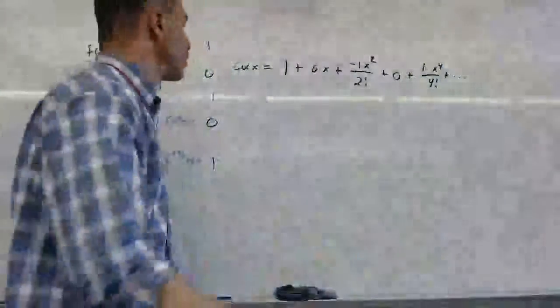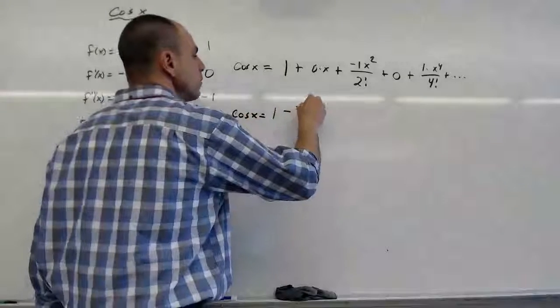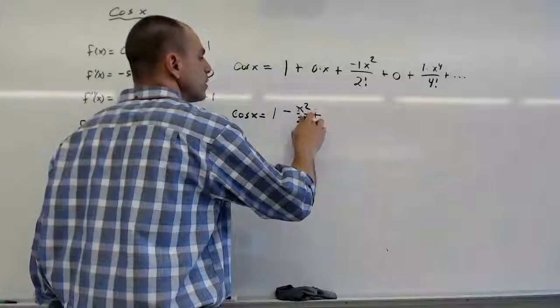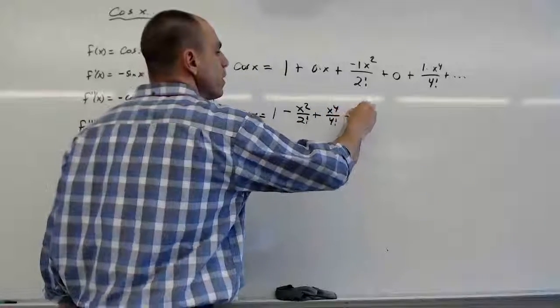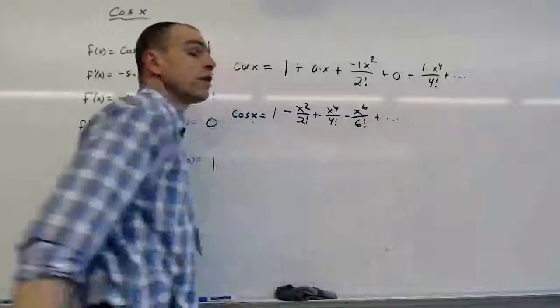Simplifying it up, cosine of x is going to be 1 minus x squared over 2 factorial, that's a factorial right there, sorry, plus x to the 4th over 4 factorial, minus x to the 6th over 6 factorial, plus so on and so forth.